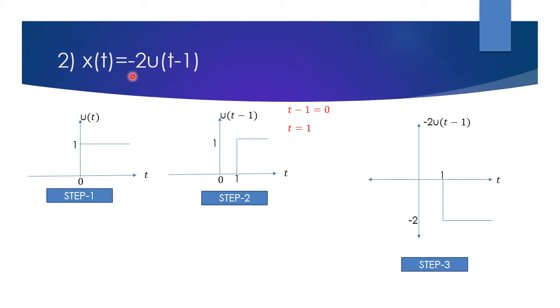Next, minus 2 into u of t minus 1. We have to multiply by the amplitude minus 2. Minus 2 means it is negative amplitude. So minus 2 means we will be getting it in the negative axis. So you will be getting the graph like this.